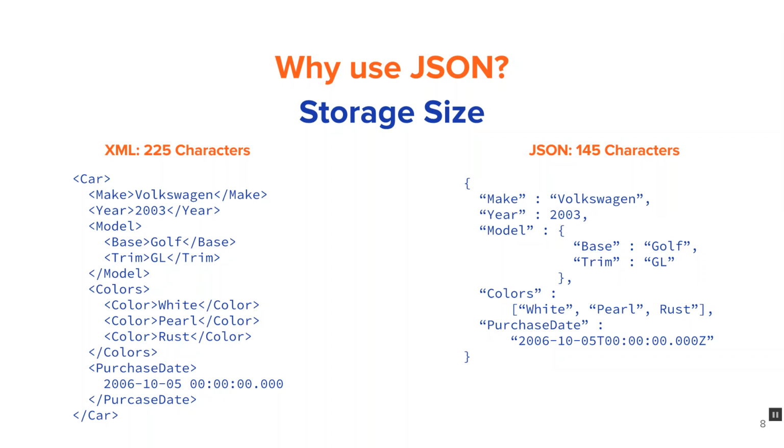Especially if you look at like the colors element in XML, you've got colors, colors, right, versus just one colors property in JSON. You're saving a lot of space, right? And it's not quite a 50% reduction, but this is on a tiny little snippet of code. If you're working on megabytes worth of data, there's big size savings.